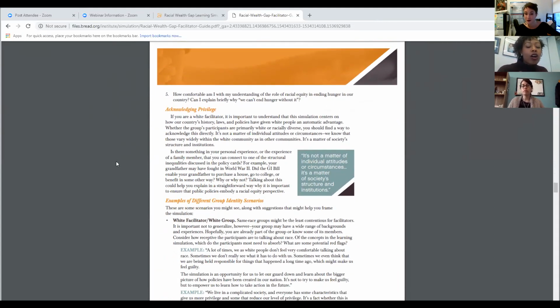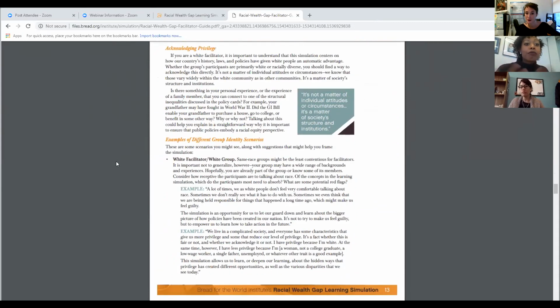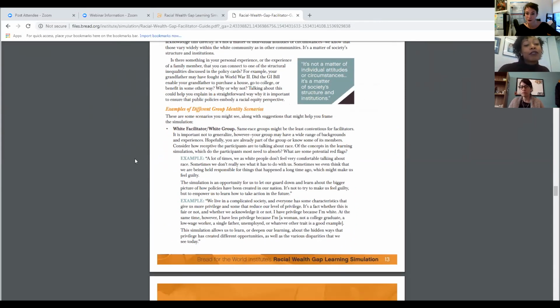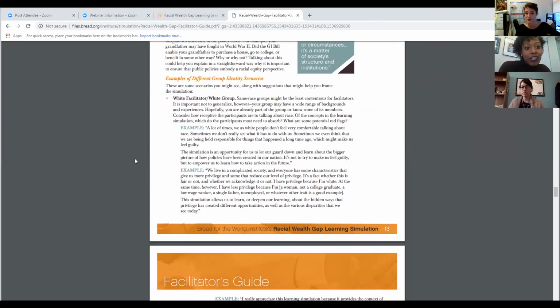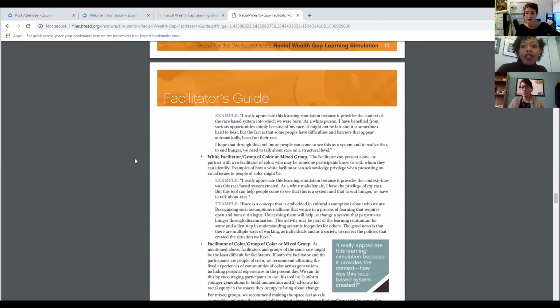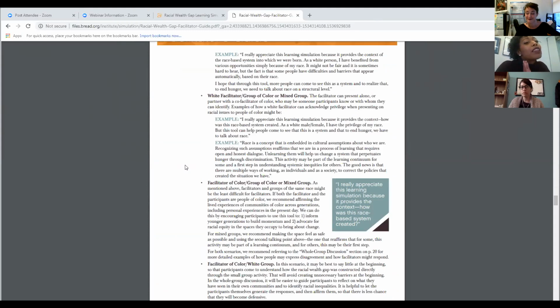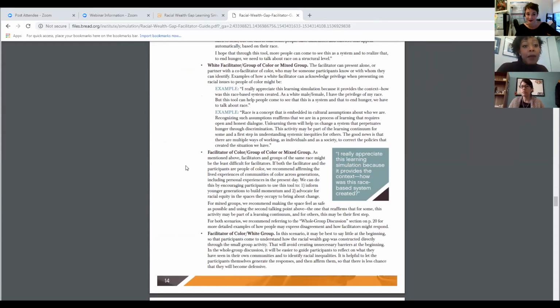It also allows for different examples of how you might want to talk about privilege and race, and it has different talking points depending on what your body is mapped to and the people you're doing this experience with. So I'll go ahead and stop it there. Please, please, please look at the Facilitator's Guide. It's an amazing tool that will help you.